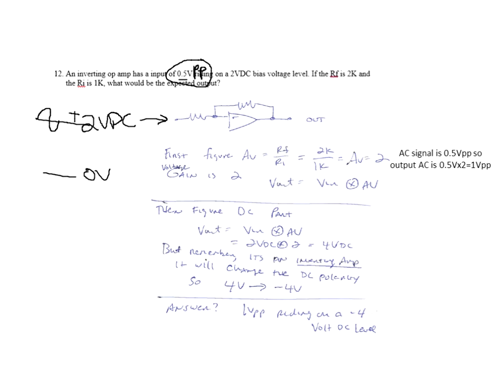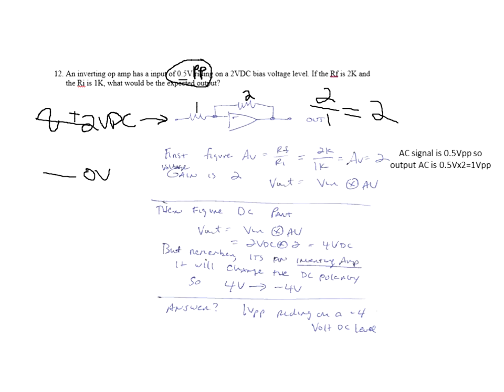You're actually putting two signals in there, a 2 volt DC signal and a 0.5 volt peak to peak signal. They're two different things. They're riding together, but they're going to be treated as two different things in the op-amp. So first, you have to calculate the gain. The RF over here is 2K, your Ri is 1K. 2 divided by 1 gives me a voltage gain of 2.